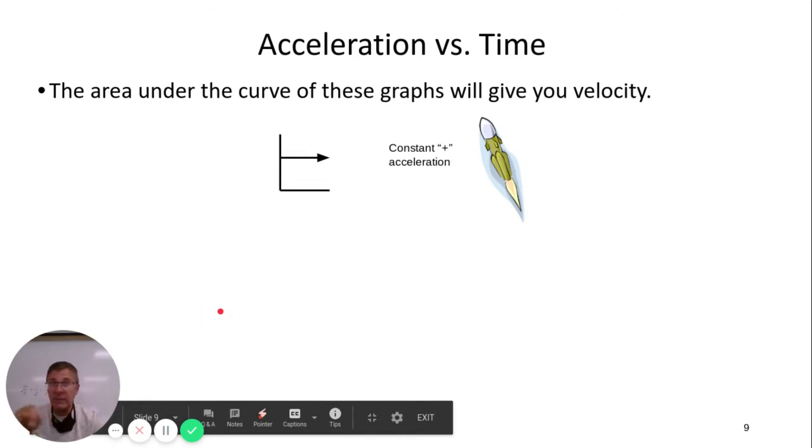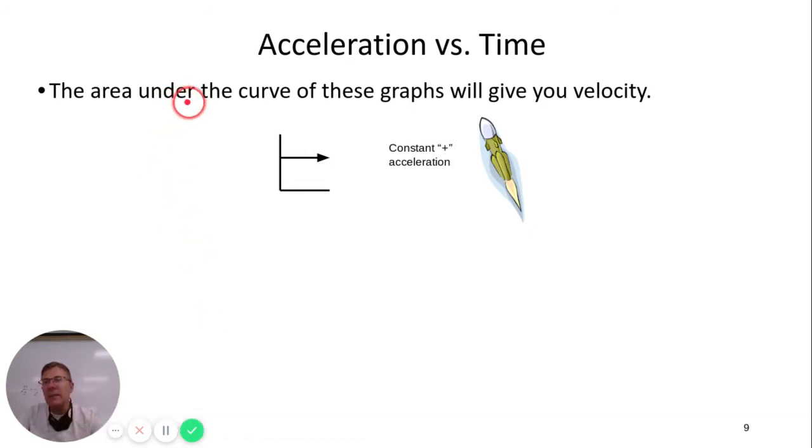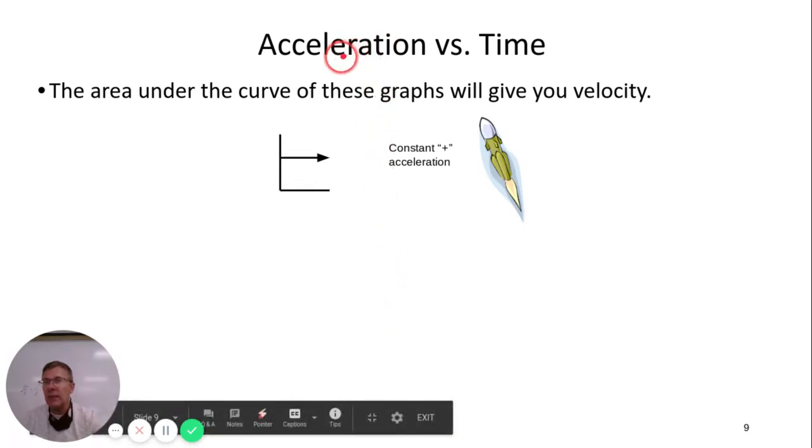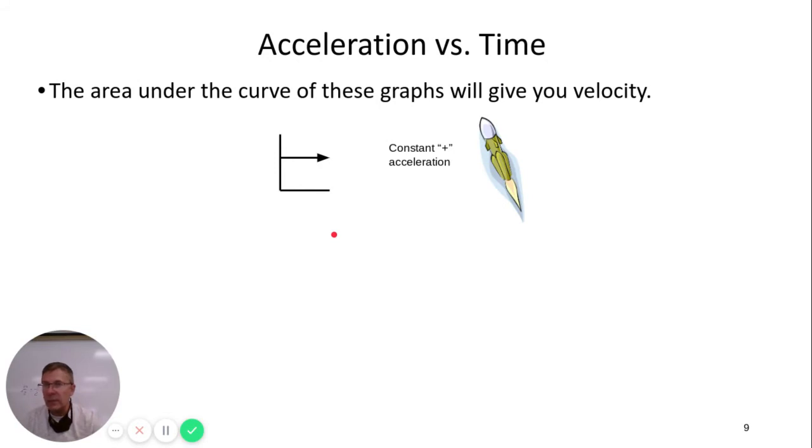All right. Acceleration versus time. The area under the curve for the graph will give you velocity. If I take the slope of this line, my units are meters per second cubed. There's no such thing. So taking the slope of an acceleration versus time graph is useless. We don't do it. It's only the area under the curve. And in this course, acceleration versus time will all be boxes, all rectangles, base times height, because we deal with constant acceleration and constant deceleration.